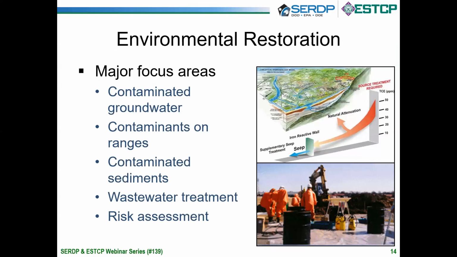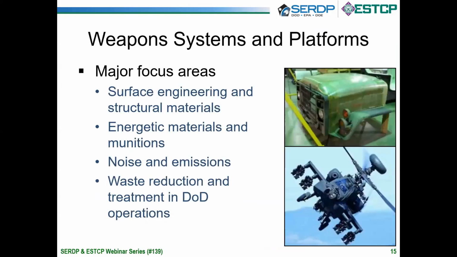Today's webinar presents results and research and demonstration efforts that were conducted in 2 different program areas, environmental restoration and weapon systems and platforms. Environmental restoration has essentially 5 main areas of research: contaminated groundwater, contaminants on DoD testing and training ranges, contaminated sediments, wastewater treatment, and risk assessment. The weapon systems and platforms program area has 4 major focus areas: surface engineering and structural materials, energetic materials and munitions, noise and emissions, and waste reduction and treatment in DoD operations.